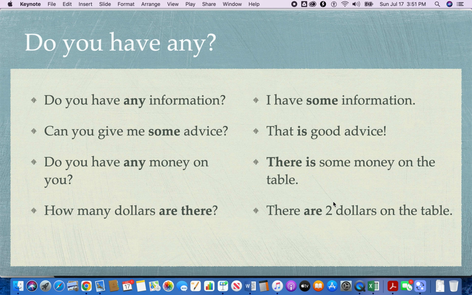Advice is another word that's non-countable. So you can ask the question, can you give me some advice? And there could be a statement that says, that is good advice, because non-countable nouns are always singular.